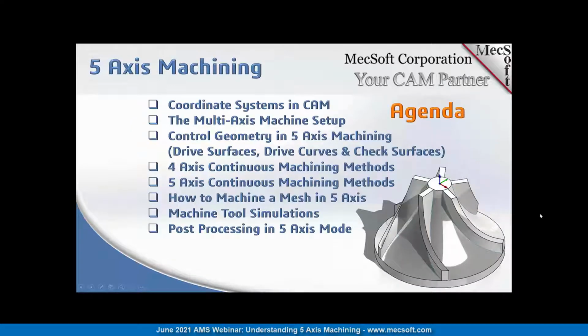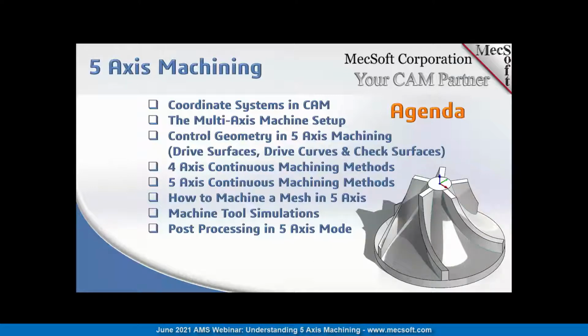Okay, Joe? Now, our agenda today. Everything today is talking about 5-axis machining. So initially, we're going to start out by talking about the different coordinate systems in CAM, and also the multi-axis machine setup, which is a very important topic for setting up your CAM parts to work with your specific 5-axis machine. Next, we're going to be talking about the different types of control geometry that you will come into in 5-axis machining. Drive surfaces, drive curves, check surfaces, all of the geometry types we'll be covering today.